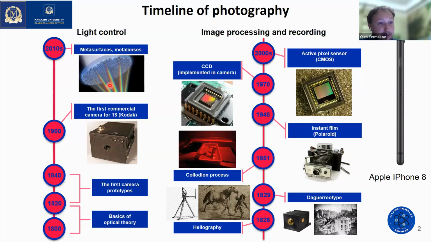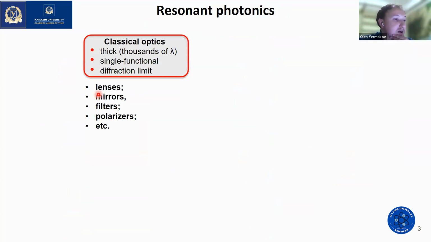Please look at your phones from the side view like this, and tell me what is the thickest part of your phone. This is the camera. The camera is the thickest part, and the optics doesn't allow us to make smartphones even thinner. Why? Because to obtain a good image in classical optics, we need a lot of lenses, mirrors, filters, polarizers, etc. All these classical optical devices are relatively thick. The thickness may reach thousands of wavelengths, so up to a millimeter, and usually they perform only one function and are limited by some classical approaches.